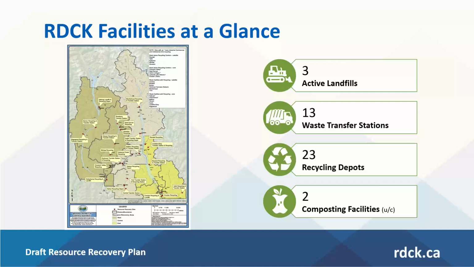So in the RDCK, the resource recovery system consists of 3 distinct subregions or service areas: the West subregion, of which you're part, the Central subregion, and the East subregion. Taken together, in these 3 subregions there are 3 active landfills, 13 waste transfer stations, 23 recycling depots, and 2 composting facilities that will be constructed this summer.